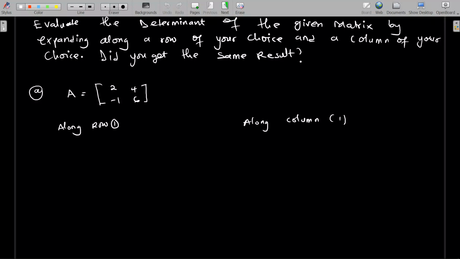The question says: evaluate the determinant of the given matrix by expanding along a row of your choice. I would also want you to choose your own row or column, evaluate it, and then compare your answer with what I will get. So the question here is, did you get the same answer? We would know when we start working on that.